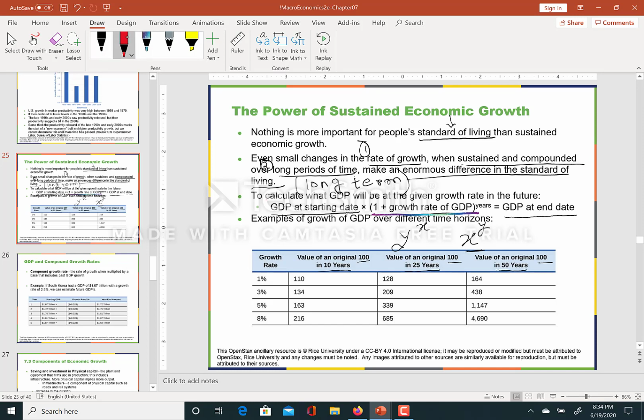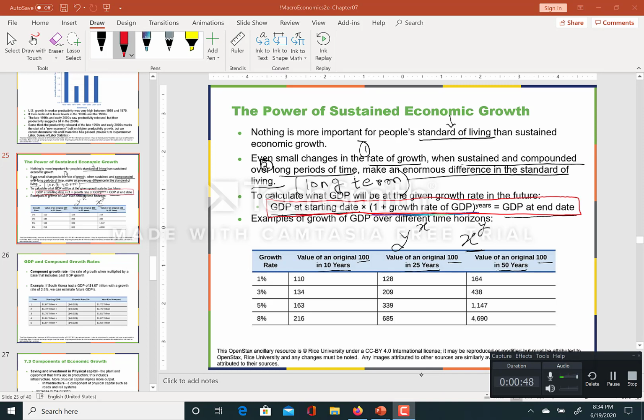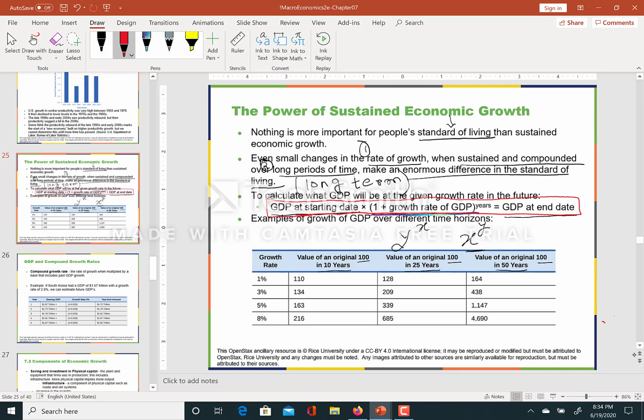The formula we will use here is GDP at starting date. With that, we multiply the thing in brackets, 1 plus growth rate of GDP to the power number of years, and we get GDP at the end period. Now for this 1 plus growth rate of GDP to the power number of years, I can use either this function in the calculator or this function in the calculator, depending on what your calculator is showing you.